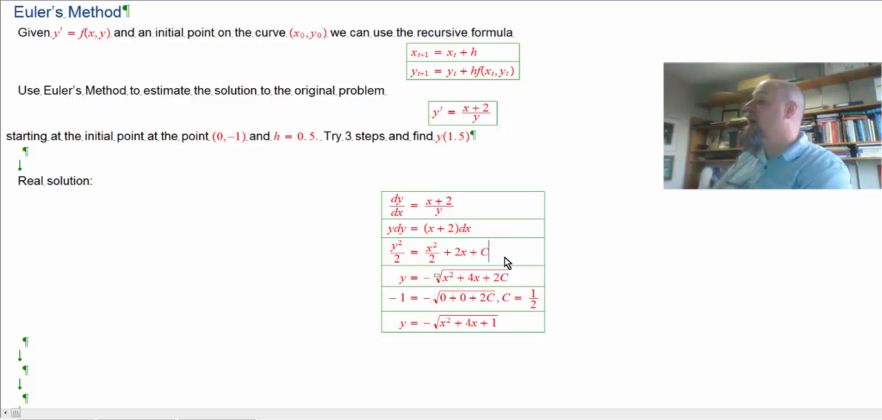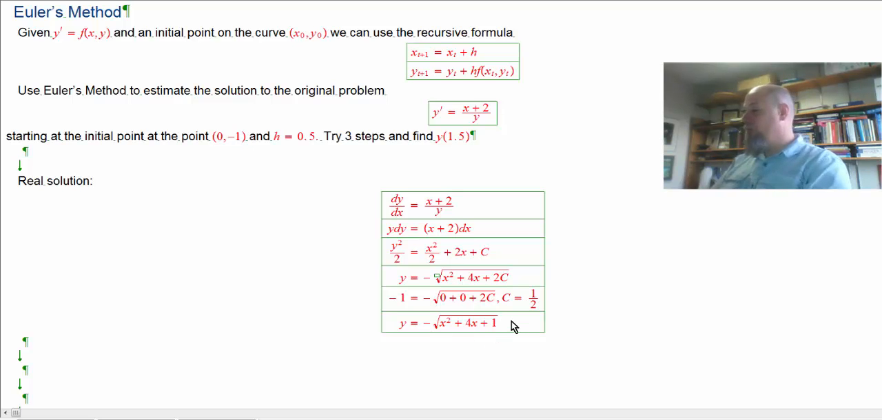I'm using that separable technique. There's the constant. How do I figure out the constant? I've got the initial condition. I plug in the initial condition, solve for y for my explicit. Notice when I square rooted, I purposely took the minus. When I take plus or minus the square root, I took the minus. That gives me a constant of a half. Here's the solution. It solves this differential equation and goes through the point (0, -1).